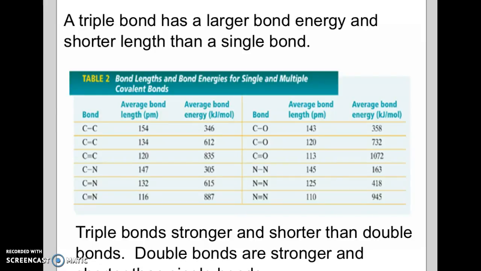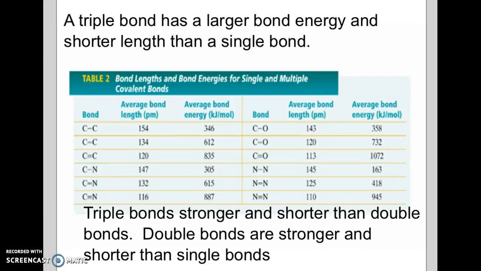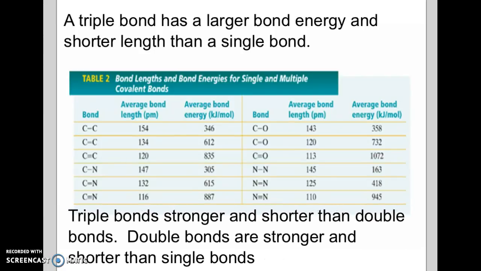Also, look at the average bond energy. The bond energy of a carbon-carbon bond is 346 kilojoules per mole, and the double bond is higher than that, 612. And a triple bond is even higher than that. So the triple bonds are stronger and shorter than double bonds. Double bonds are stronger and shorter than single bonds.